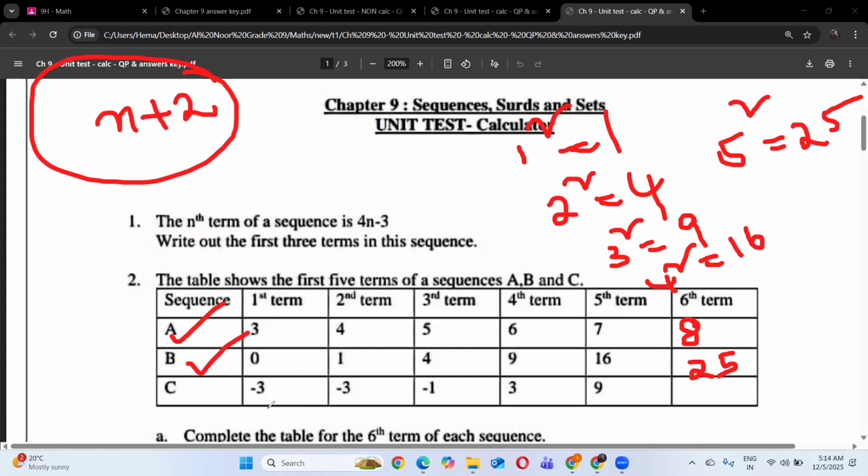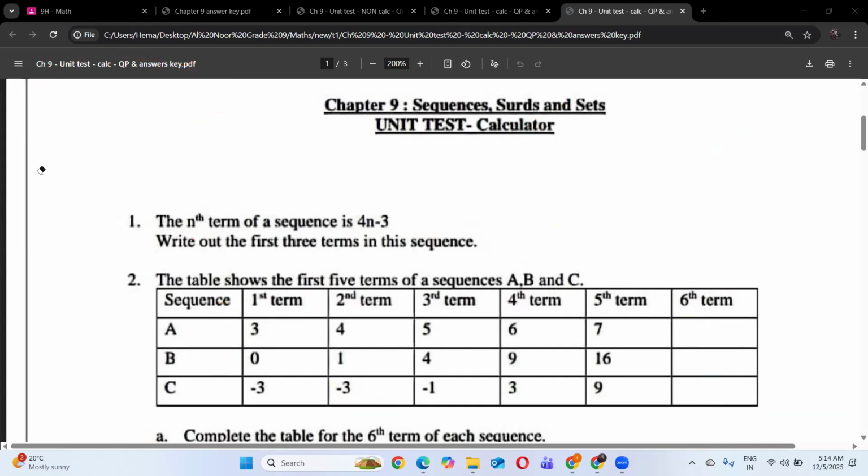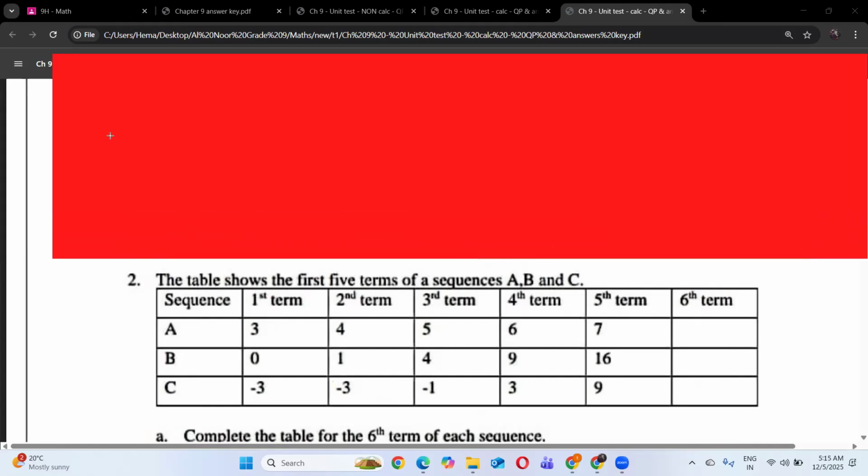Next one, a different sequence. To get the sixth term, it's not easy. You have to find the nth term first, and only then can we find the sixth term. How to find it? First, we write the sequence. What is the sequence? Negative 3, negative 3, negative 1, positive 3, 9.